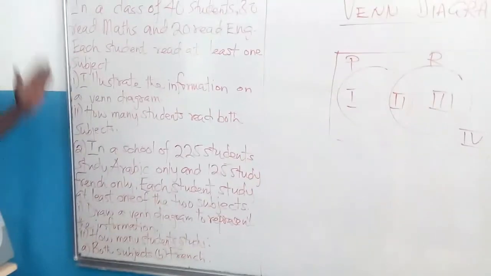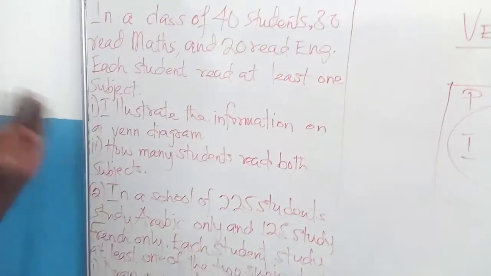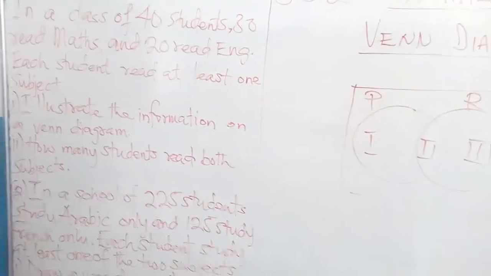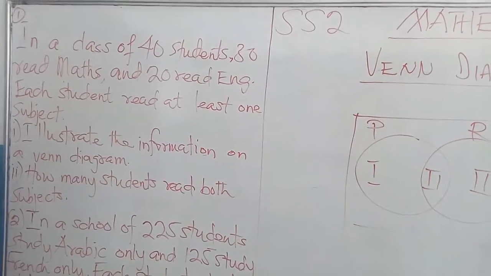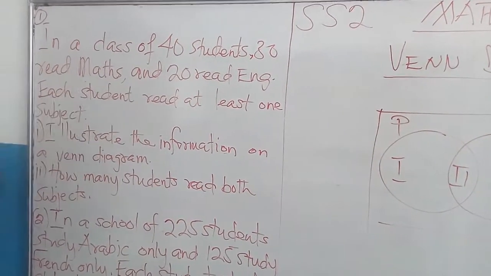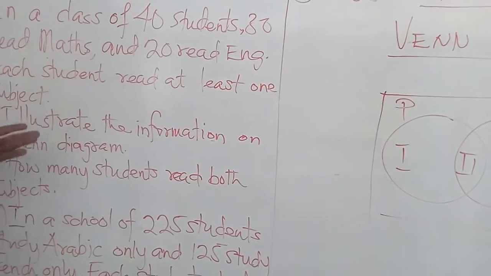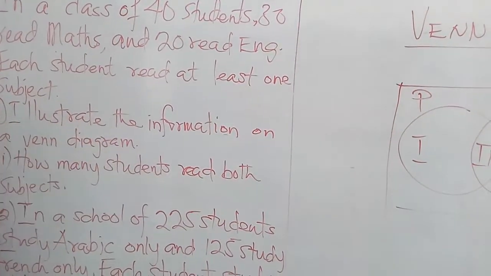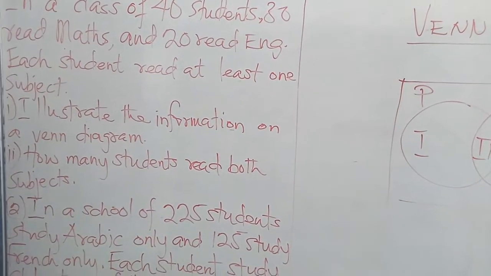We have question 1 and then question 2. We are going to take them to have a clearer understanding of what I really want to pass around. In a class of 40 students, 30 read maths and 20 read English. Each student read at least one subject. Illustrate the information on the Venn diagram. How many students read both subjects?